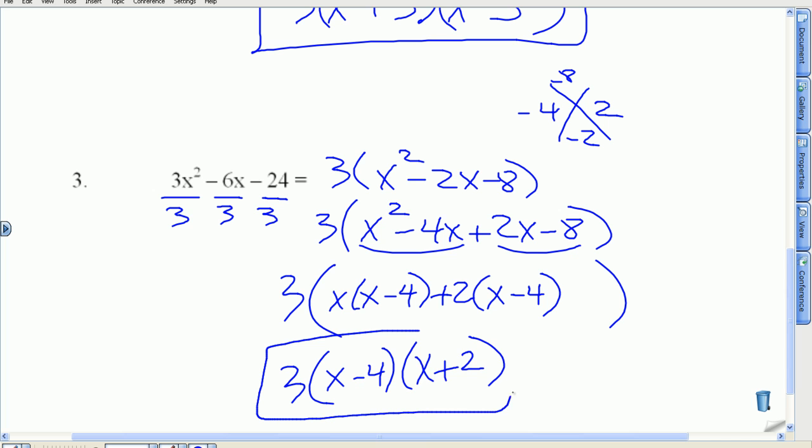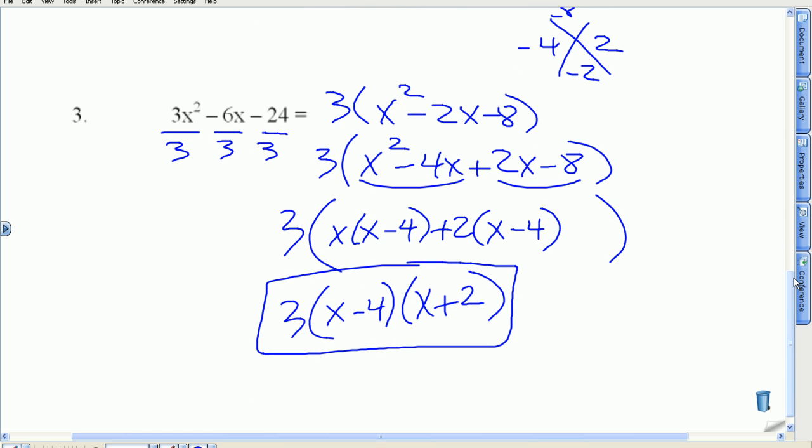3 times the quantity x minus 4, times the quantity x plus 2, is the factored form of 3x squared minus 6x minus 24. Take a moment and FOIL x minus 4 times x plus 2. Once that's done and completely simplified, multiply by 3. That's how you check your work.